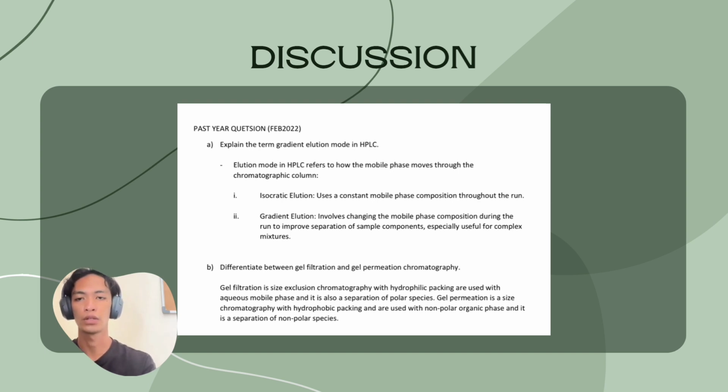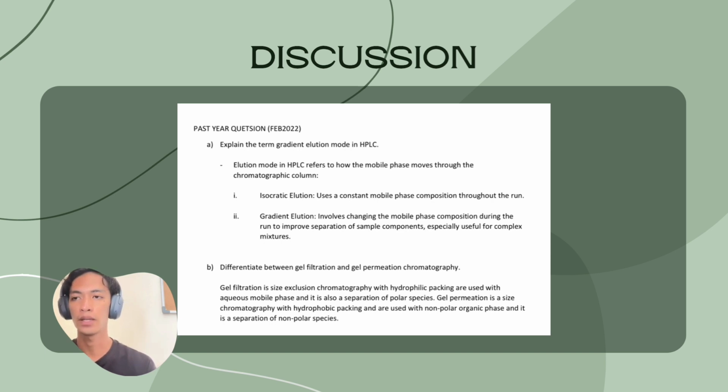So I will be going to talk about the past year question for discussion. So we have A, so it asks to explain the term gradient elution mode in HPLC. So elution mode in HPLC refers to how the mobile phase moves through the chromatography column. So the first elution is isocratic elution, which uses a constant mobile phase composition throughout the run. And second, we have gradient elution, which involves changing the mobile phase composition during the run to improve separation of sample components, especially useful for complex mixtures.